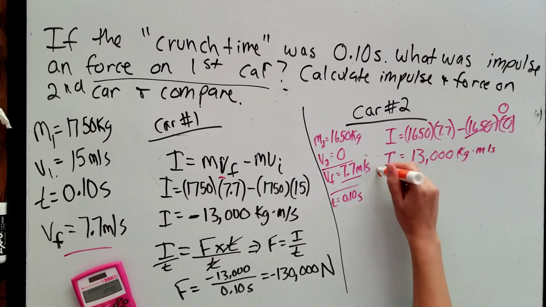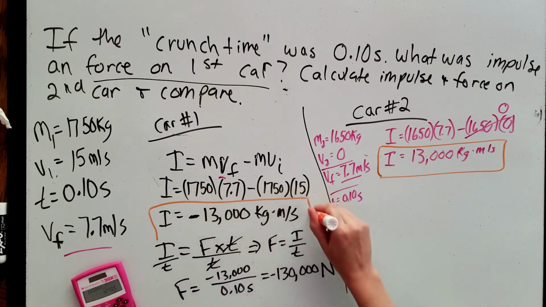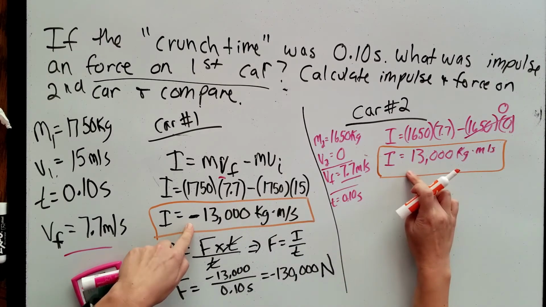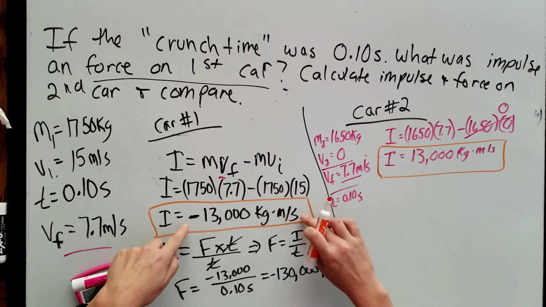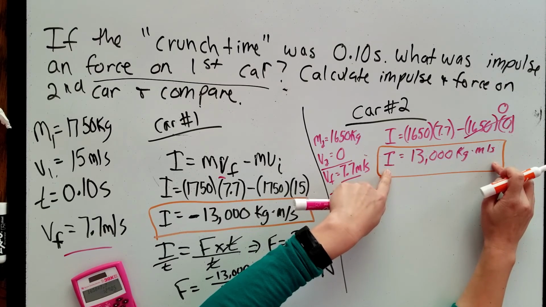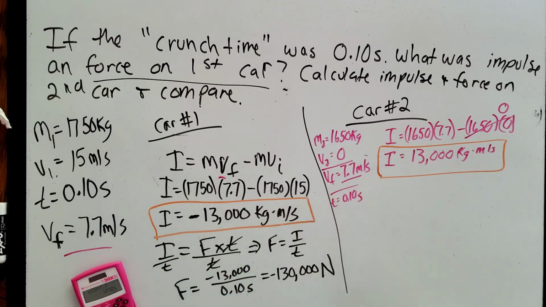So the impulses between car 1 and car 2 in the collision are equal in magnitude because they're both 13,000, but opposite in direction. Okay, because car 1 is slowing down upon impact, and car 2 is speeding up upon impact. So the momentum is being transferred equally and opposite.